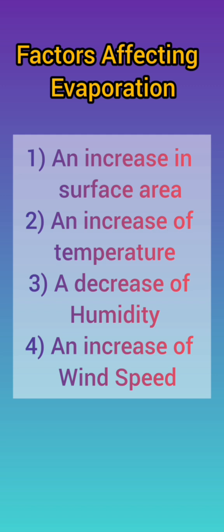Factors affecting evaporation. An increase of surface area. We all know that evaporation is a surface phenomenon. If the surface area is increased, the rate of evaporation increases. An increase of temperature. With the increase of temperature, more particles get enough kinetic energy to go into the vapor state. A decrease in humidity. Humidity is the amount of water vapor present in air. The air around us cannot hold more than a definite amount of water vapor at a given temperature. If the amount of water in the air is already high, the rate of evaporation decreases.